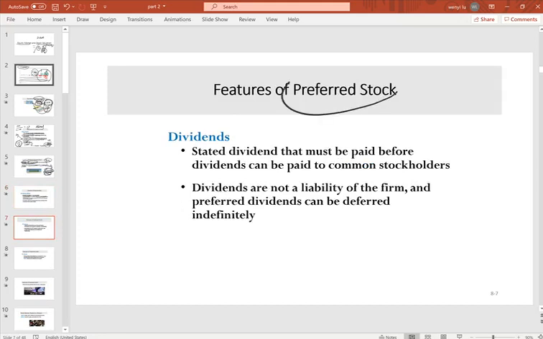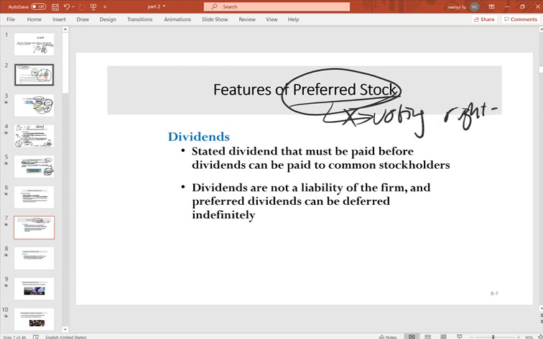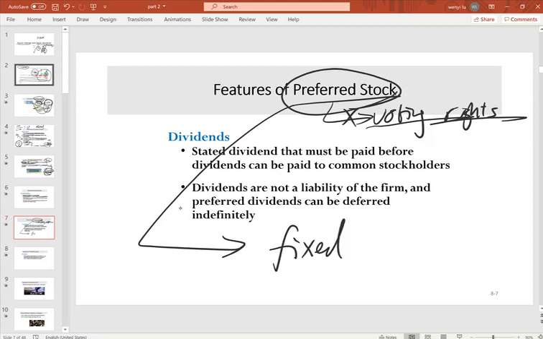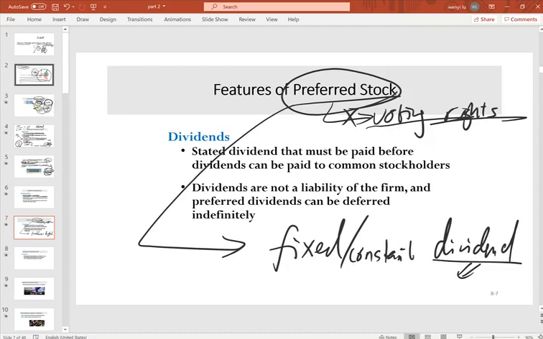And preferred stock is not the same as common stock. Preferred stock doesn't carry ownership, so they don't have voting rights. If you're holding preferred stock, you will receive the dividends passively, but you cannot vote for the board. Also, preferred stock receives a fixed, or constant, amount of dividend every period. So dividends will be the same every period.